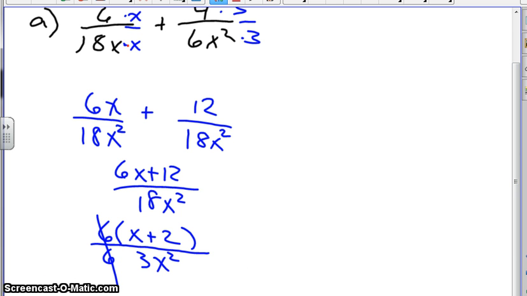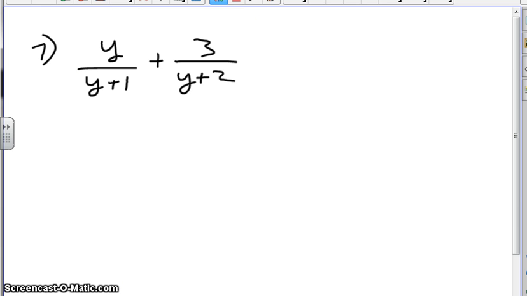We don't even need the parentheses, do we? Do you see that we could have simplified the original expression? Right here, we could have simplified earlier on. But when you don't see that earlier, then you'll have to do it later, like we did when we factored out the 6. Okay, so now we need an LCD.